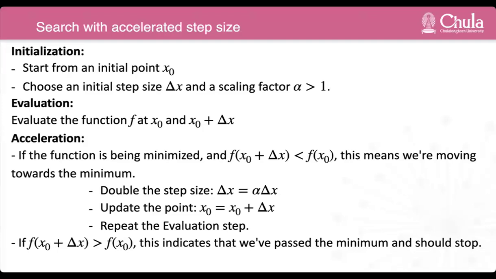And if with this delta x the new point is greater than the initial point, what does it mean? It means that you already passed the minimum point, right? So you have to step backward.